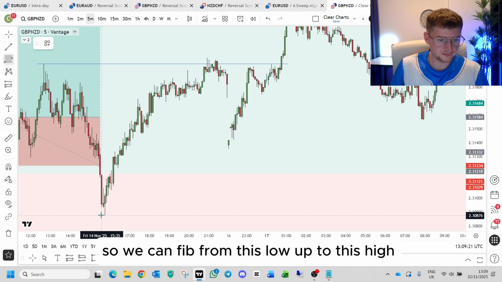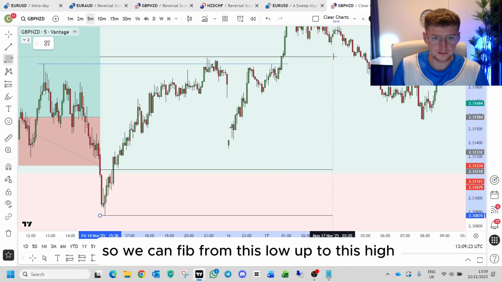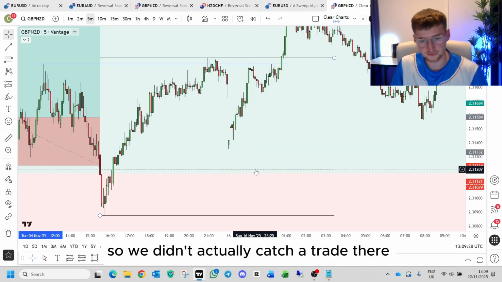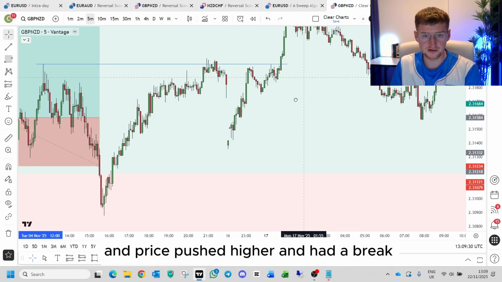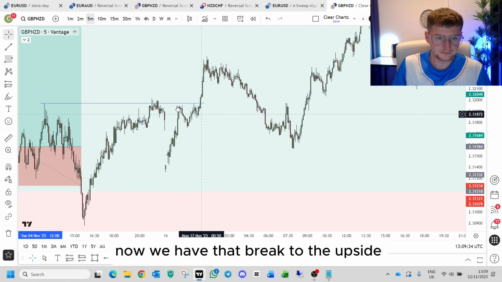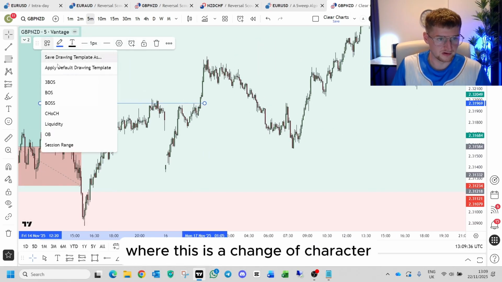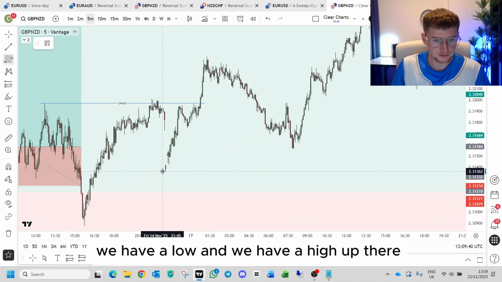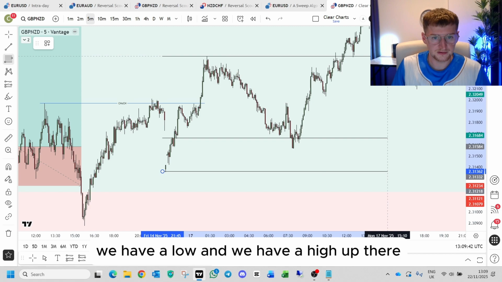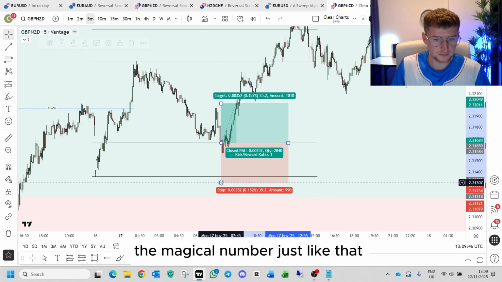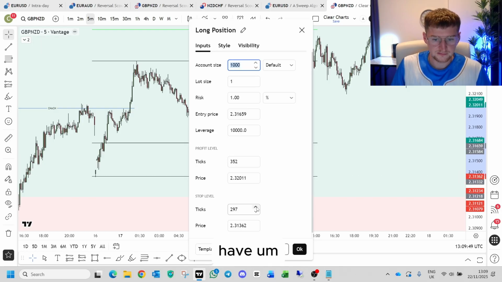So we can fib from this low up to this high and see that we actually didn't get tagged in. Okay, so we didn't actually catch a trade there, and price pushed higher and had a breaker structure to the upside. Now we have that break to the upside, where this is a change of character, getting us back inside our trade direction. We have a low and we have a high up there, and we can catch our 71% entry, the magical number, just like that.